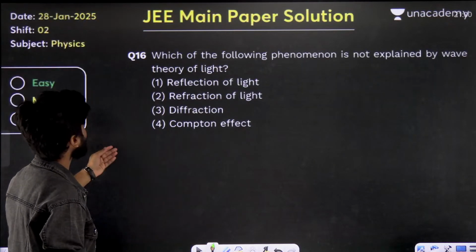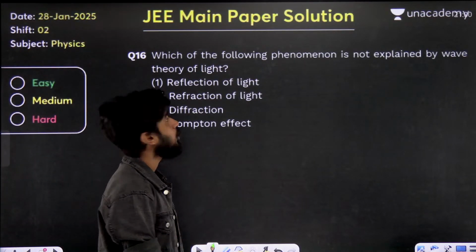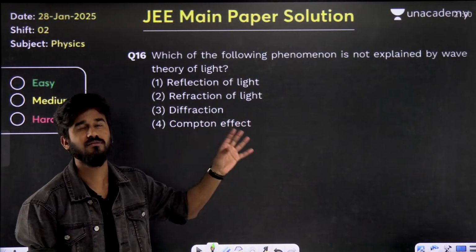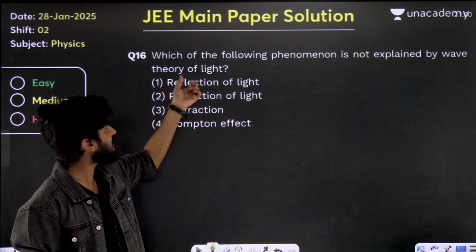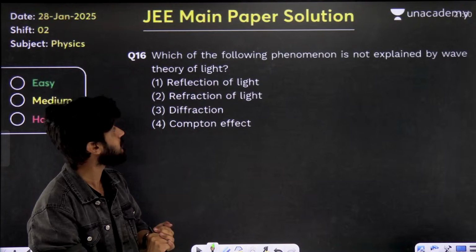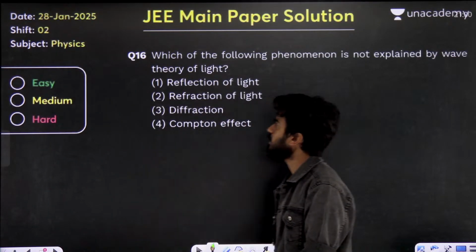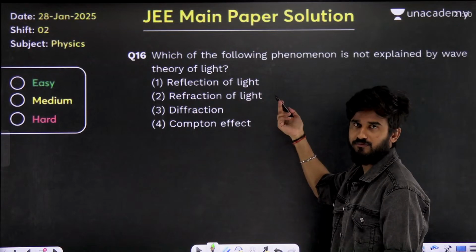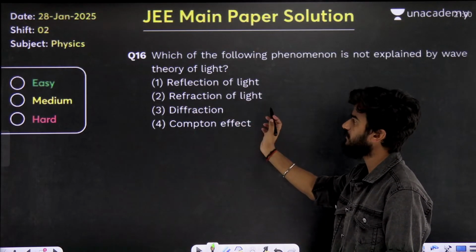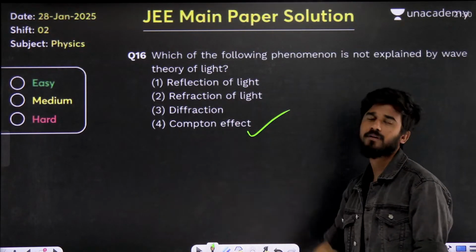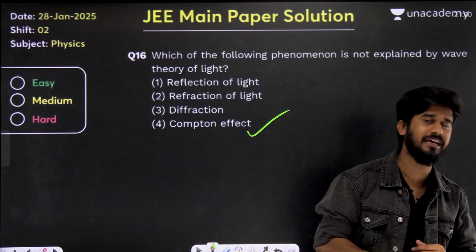Next question is from dual nature of light. Okay, what the question is saying: which of the following phenomena is not explained by the wave nature? So reflection, wave nature; refraction, wave nature; diffraction, wave nature. What is remaining? Compton effect. So Compton effect is not explained by the wave nature.